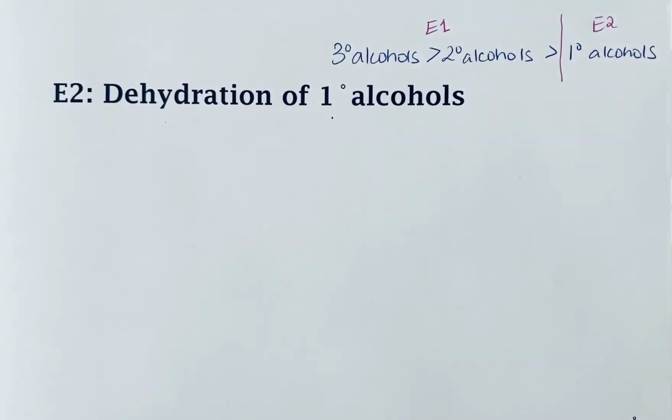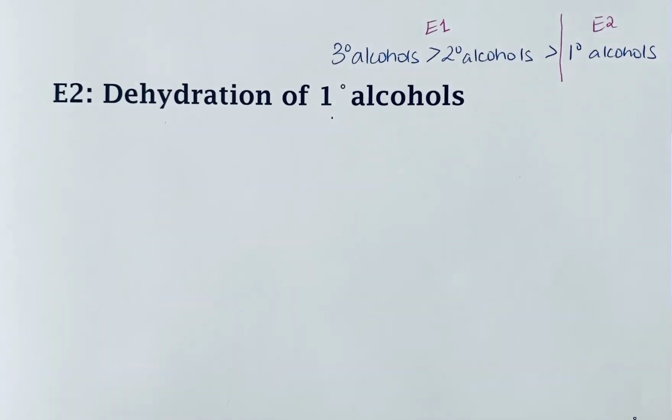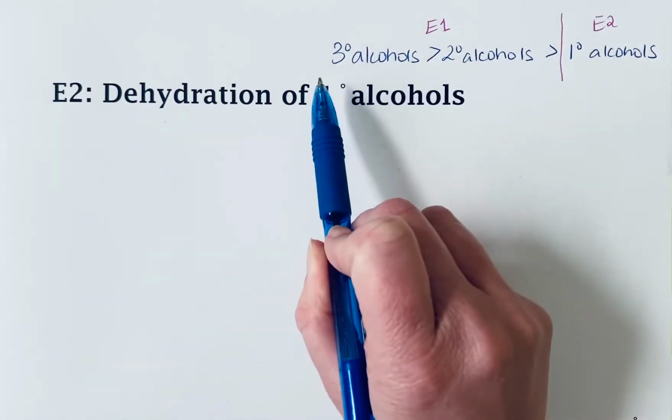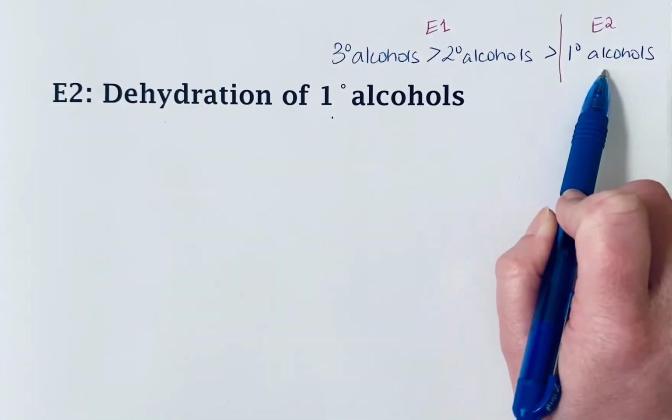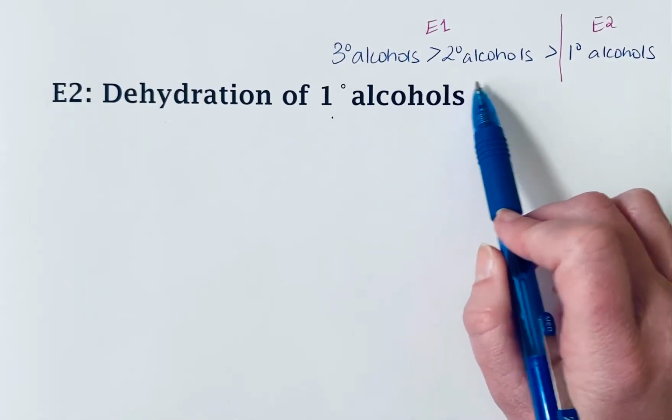Primary alcohols can be dehydrated if treated with a strong acid and heat. The product of an E2 reaction of a primary alcohol would not be a very substituted alkene, so it's going to be a higher energy intermediate. And so we still see this trend in terms of reactivity, that primary alcohols react slower than secondary and tertiary alcohols. And they also go through a different pathway.